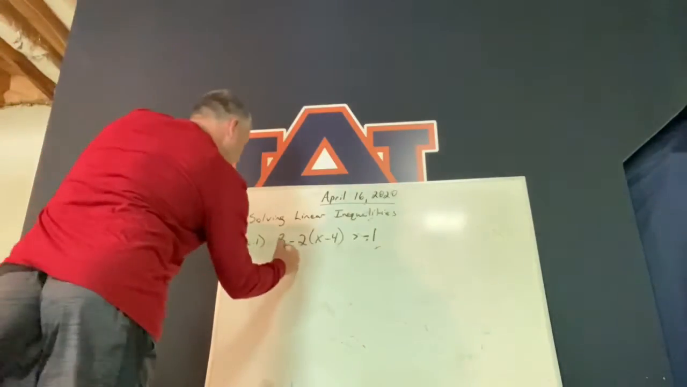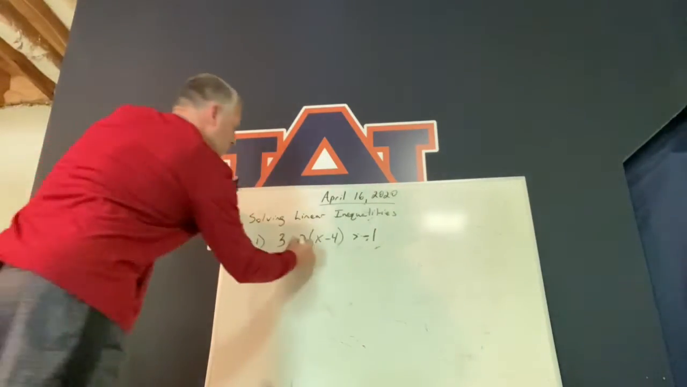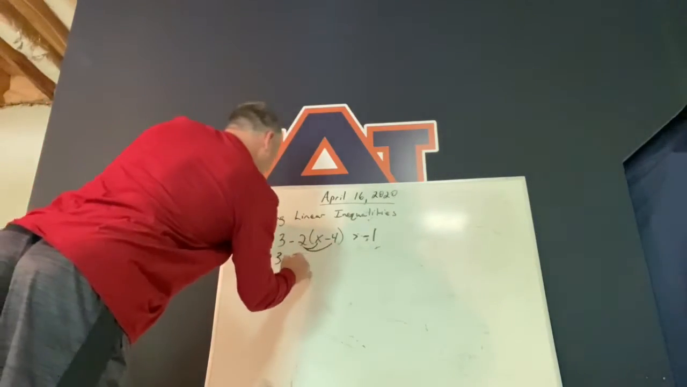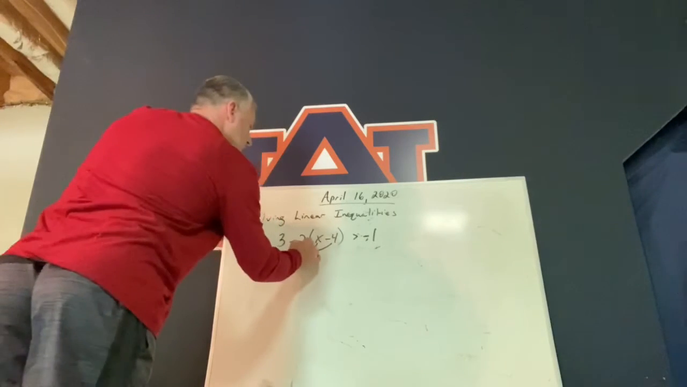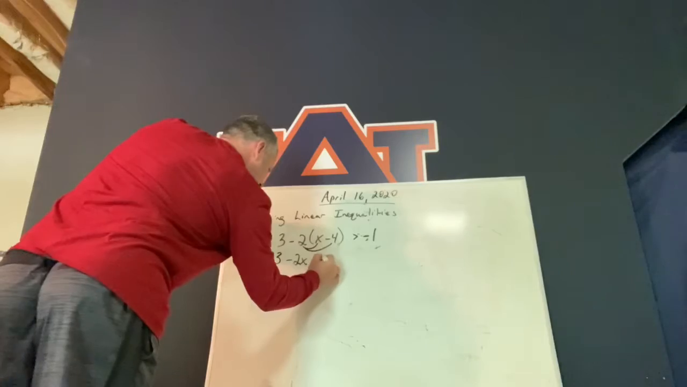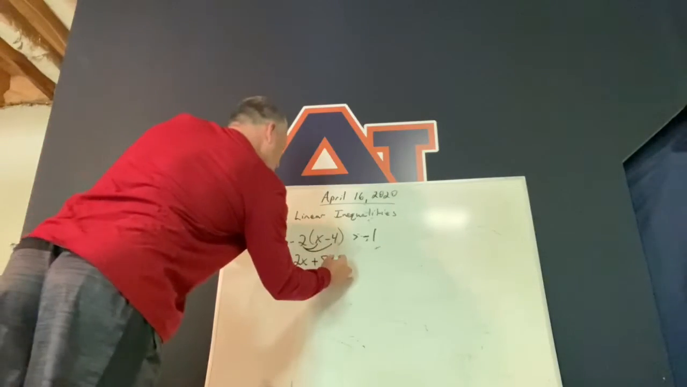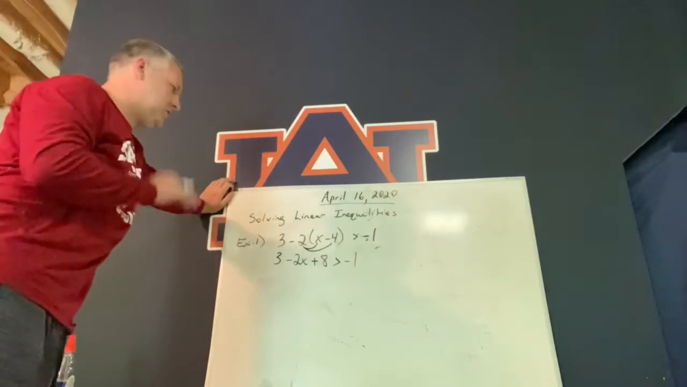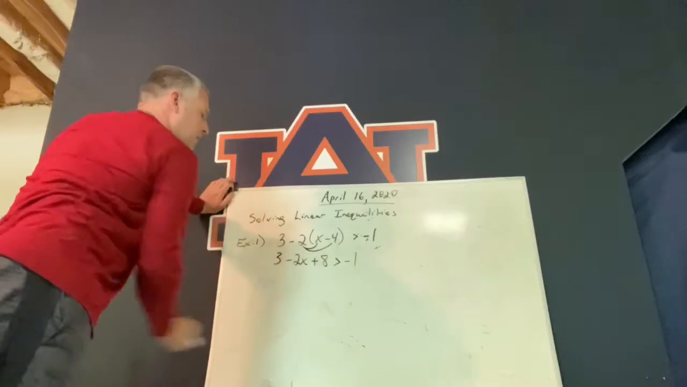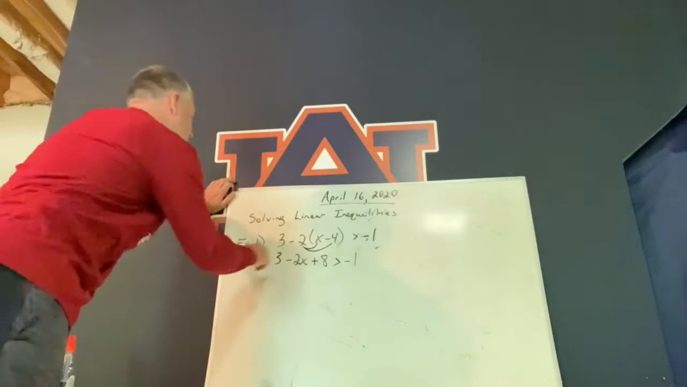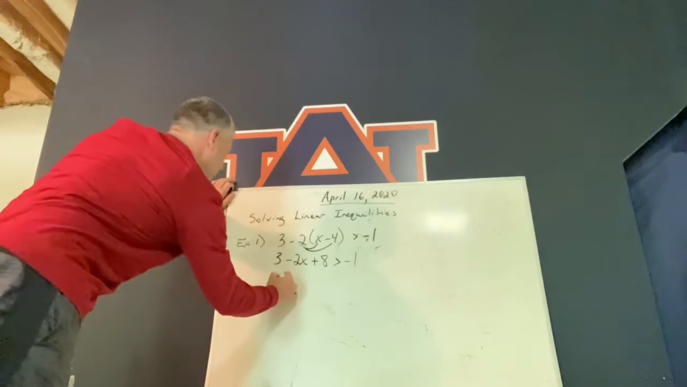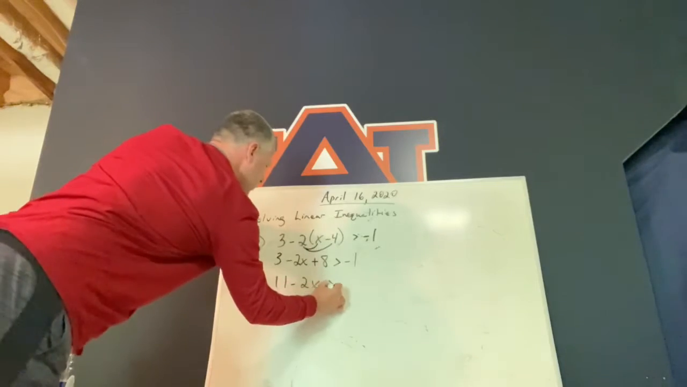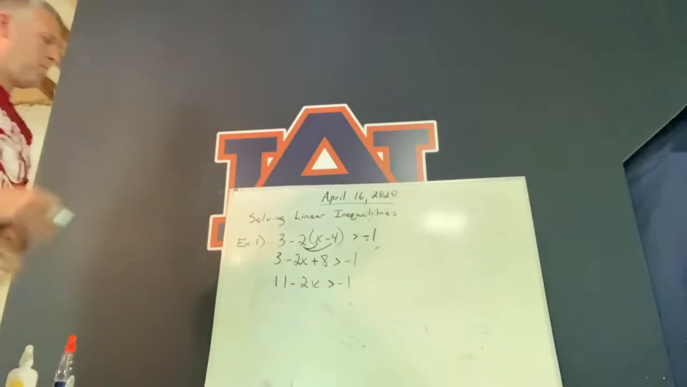So I'm going to write down my 3. Now I'm going to distribute through my -2. When I do that, I get -2x, and -2 times -4 is positive 8, all greater than -1. So I'm good there. No changes, nothing real crazy. Now on this left-hand side, let's combine like terms. I've got 3 plus 8, so that's 11, minus 2x, greater than -1.